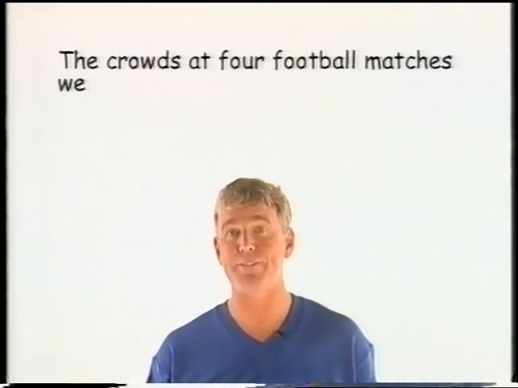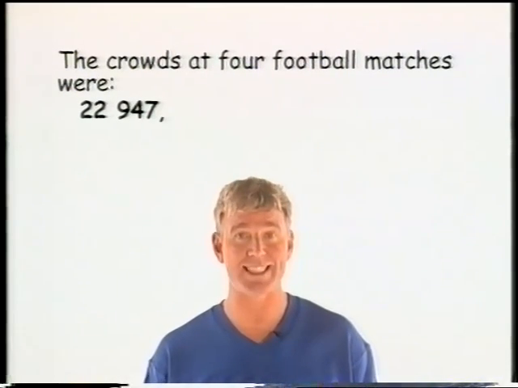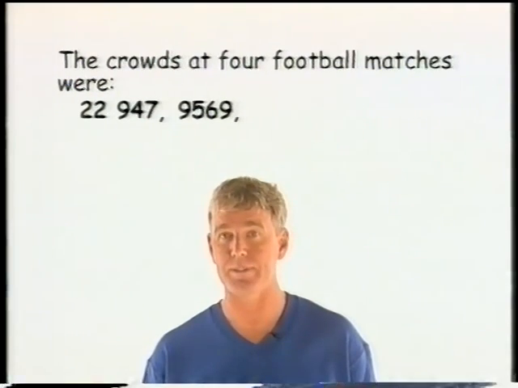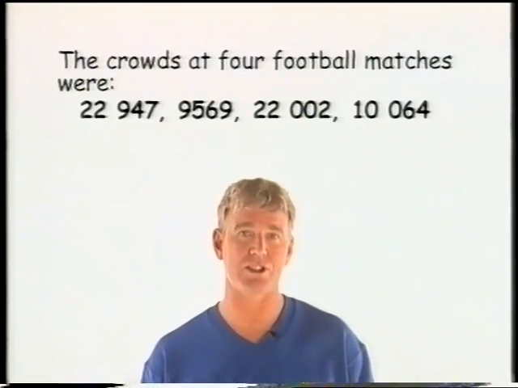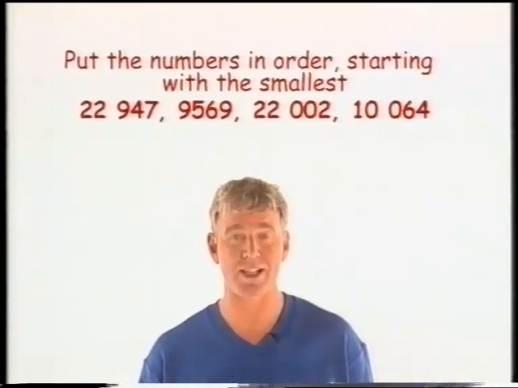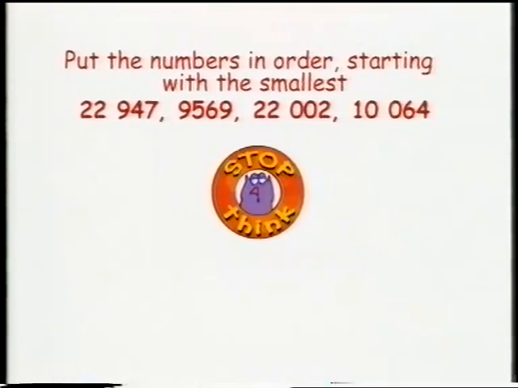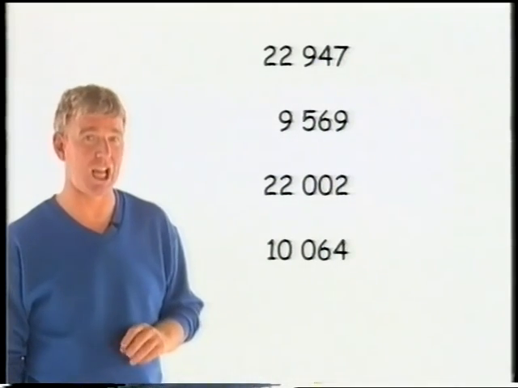The crowds at 4 football matches were 22,947, 9,569, 22,002, and 10,064. Put the numbers in order, starting with the smallest. Let's put the numbers in a column, making sure that the thousands, hundreds, tens and units line up.